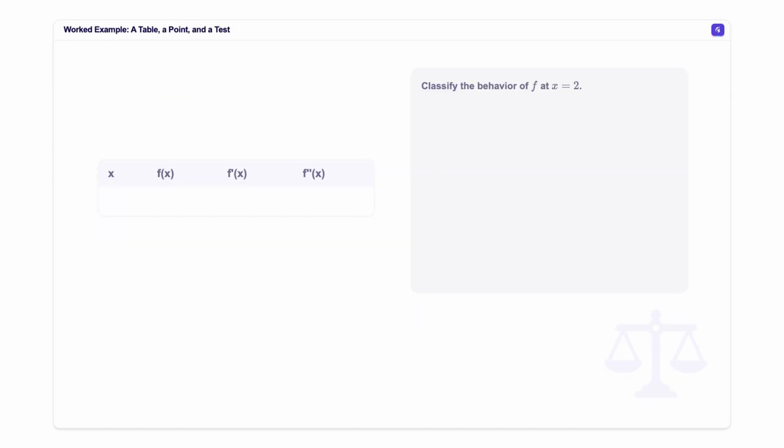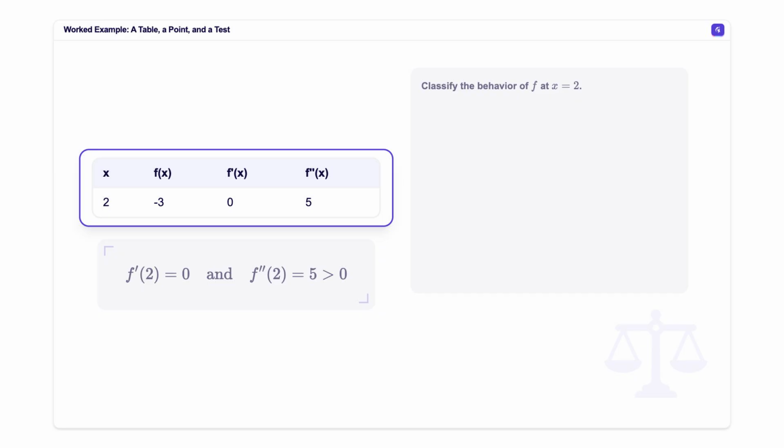Now let's practice reading all three pieces of information at the same input. This is exactly the kind of compact table setup you might see on an AP question. In the row where x equals 2, the table tells us 3 facts. F of 2 is negative 3, f prime of 2 is 0, and f double prime of 2 is 5. We are connecting the function value, the slope, and the concavity all at the same x value.